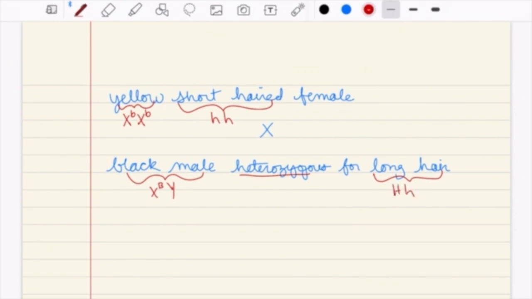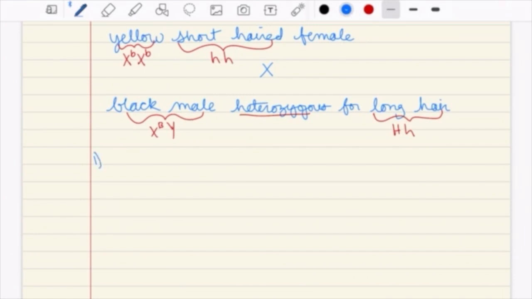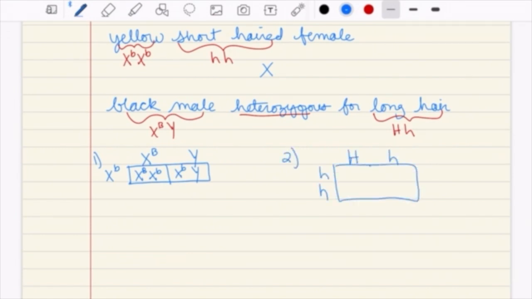So we're going to make two little diagrams to figure out the probability for the outcomes. We have X big B, X little b, and X little b, and each of those is going to have half of a chance. Then in the autosomal diagram, we have big H, little h, and big H, little h, little h, little h, little h. Each of those is going to have one half.